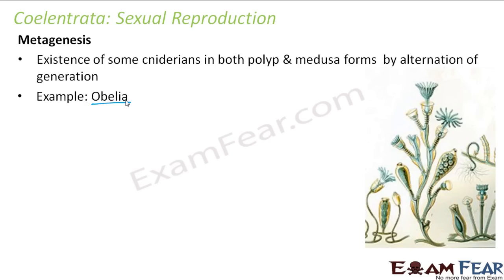But now in case of coelentrates where both polyp and medusa forms exist, the situation will become a little different. What will happen there? Alternation of generation will happen. That is, one form will give rise to the other form. Maybe polyp will give rise to medusa, again medusa will give rise to polyp. So that alternation of generation will take place. So let us look at the life cycle of such a coelentrate. So let us look at the life cycle of Obelia. That will actually help you to understand the concept even better.